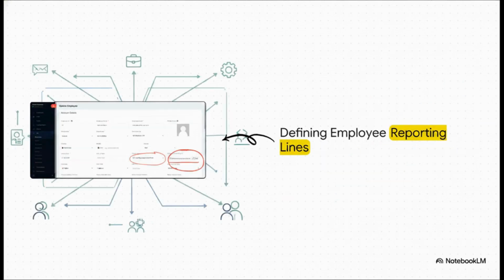But for this multi-step workflow to actually function seamlessly, the system has to know who reports to whom. So HR must properly assign the primary and secondary reporting lines inside each individual employee's profile. Doing this ensures the 925 work suite routes the request to the exact right manager every single time. No lost emails, no confusion.